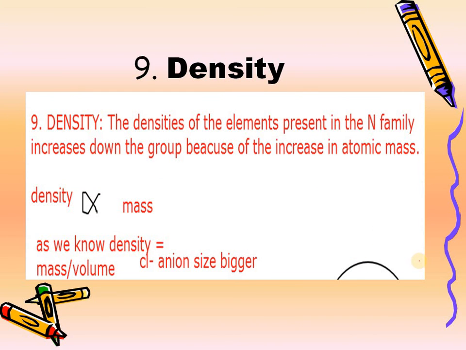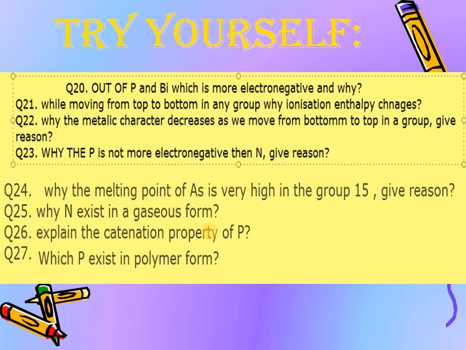So moving to the next property, the last property, that is density. The density of elements present in the nitrogen family increases down the group because of the increase in atomic mass, and you know that density is directly proportional to mass because density equals mass upon volume. So if mass increases, density also increases.